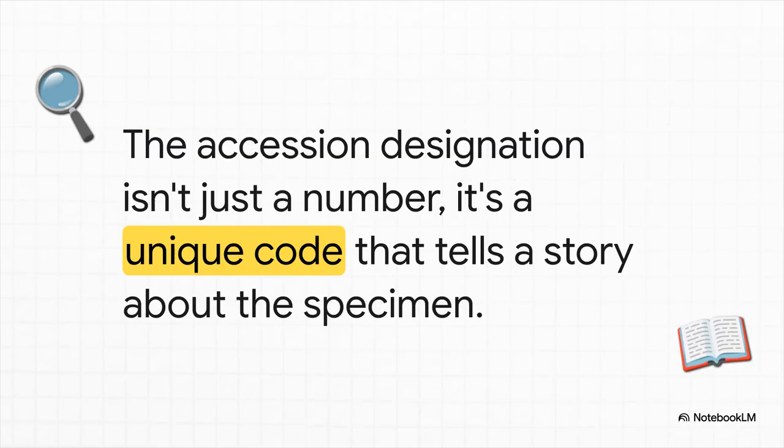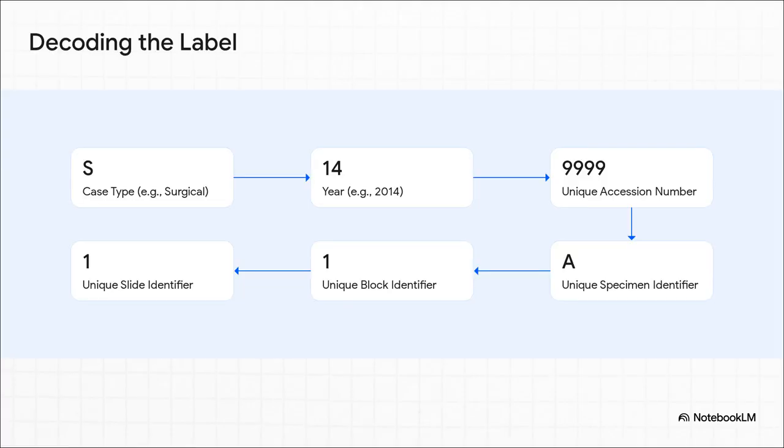So that first identifier is almost always the accession designation. But this isn't just some random string of characters. It's actually a code. It tells a story that tells you exactly where that tiny piece of tissue came from. Let's decode it. Okay, let's walk through this together.